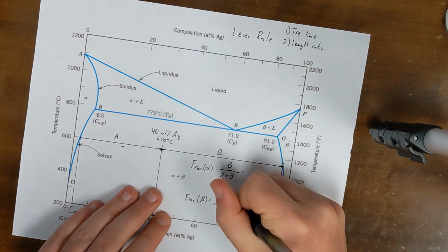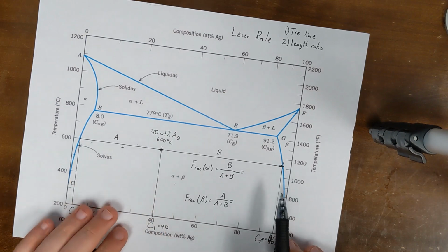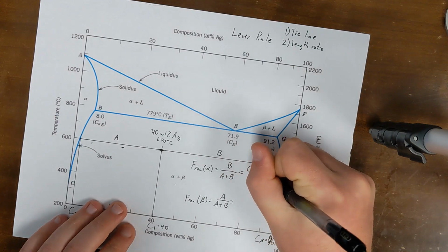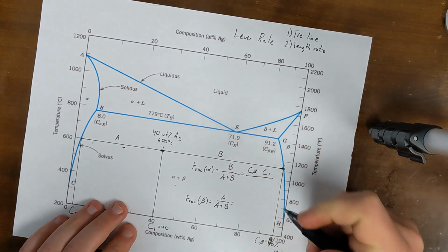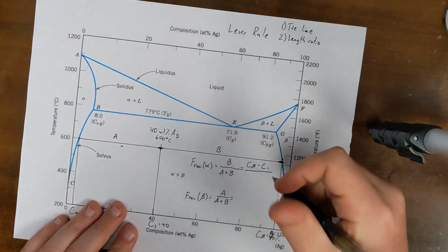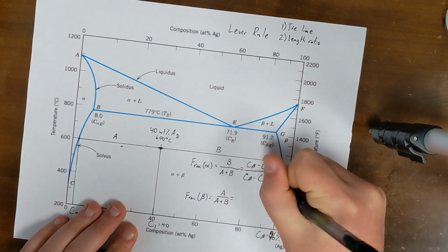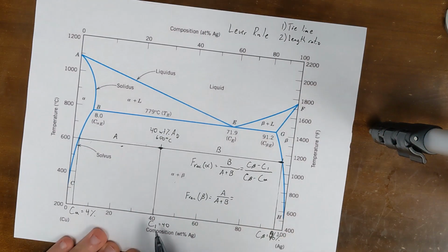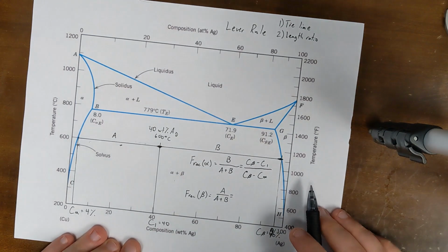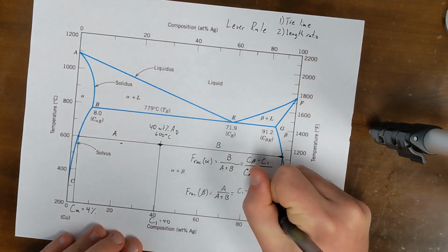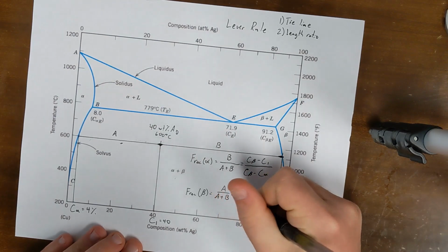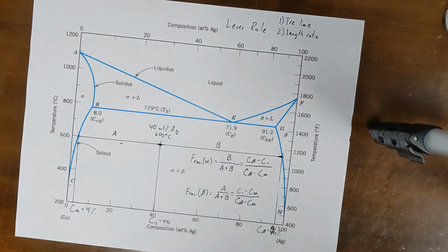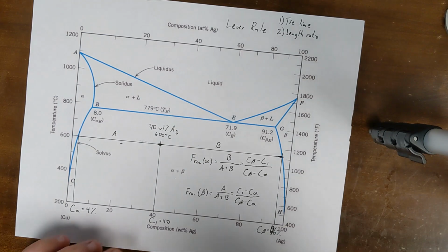Now, we know these lengths, right? The length of B is just the length in compositions from C beta to C1. So it's going to be C beta minus C1. And A plus B is going to be the total length of the line, C beta minus C alpha. Similarly, for fraction of beta, we need the length of A, which is just going to be C1 to C alpha, so C1 minus C alpha. And again, the full length of the line is going to be C beta minus C alpha. Okay? So we can plug these numbers in.